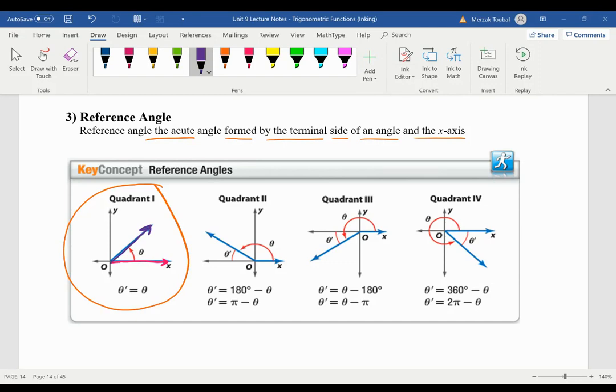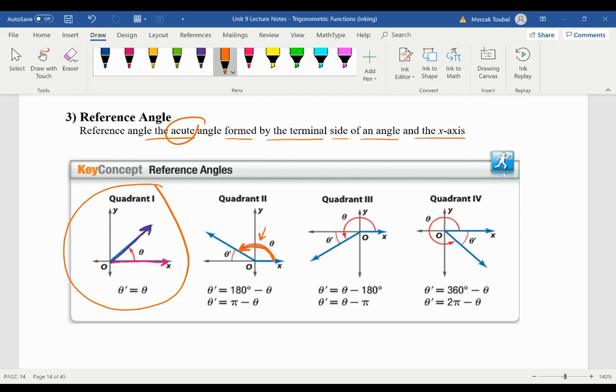Now, how about if the angle is in quadrant 2? Look at the second figure here. That's in quadrant 2. Now, can we say that this angle is the reference angle? No, because it's not an acute angle.